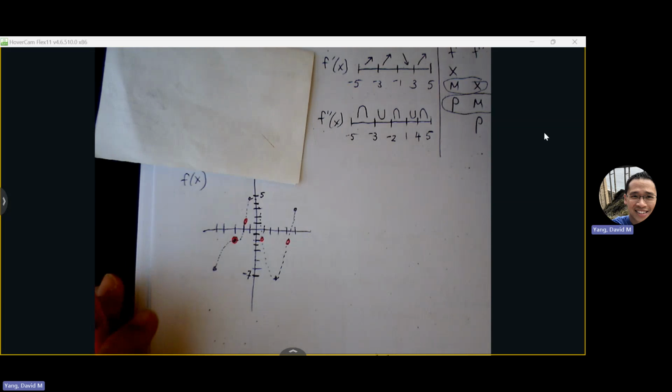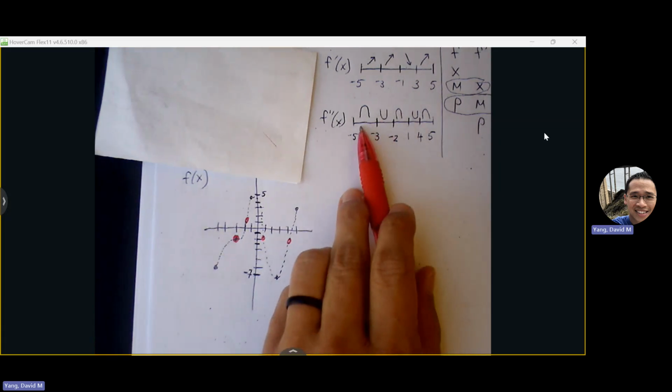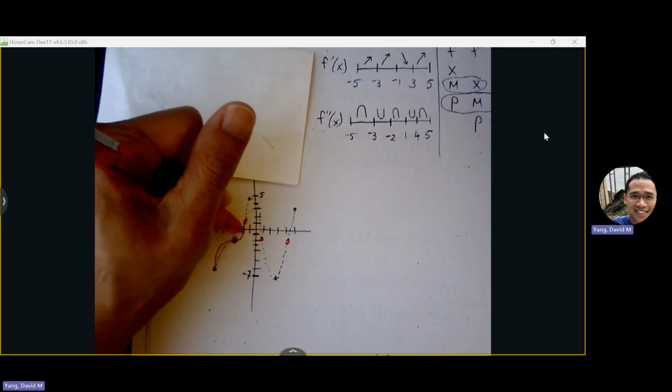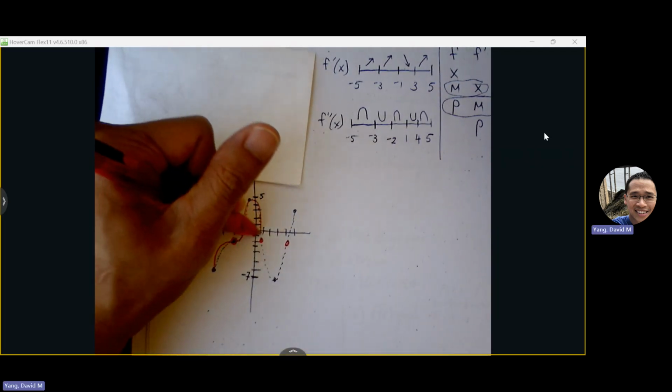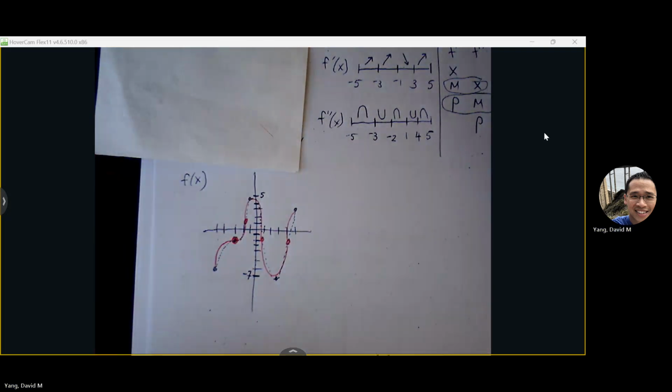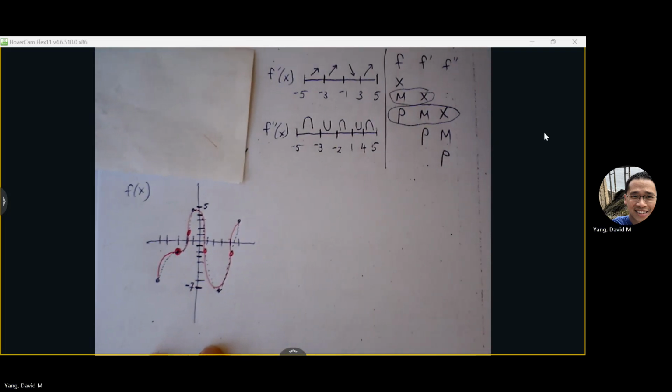And then from dot to dot, you're just giving the proper curvature within each interval. Concave down, followed by concave up, then concave down, then concave up, then concave down.